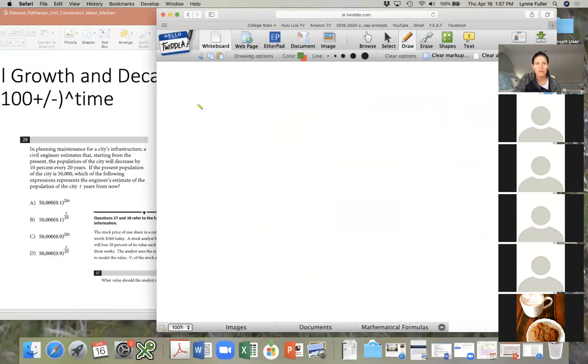Okay, so what happens, again, we have our original value times 100 minus the percent, right? And it's raised to time. But you'll notice here, the time has been chopped into pieces. It's every 20 years, it's not every year. So it's going to be years out of 20. So it's not 20 times the number of years, it's years out of 20.